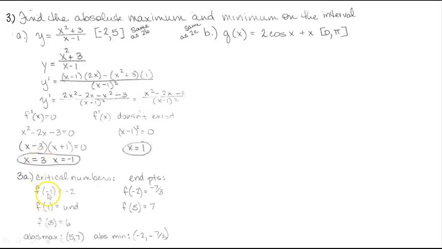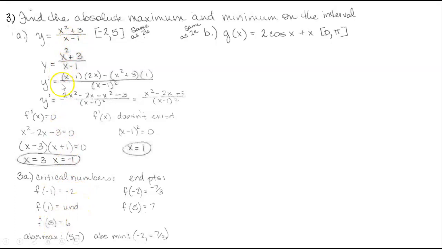So I'm going to need to check each of the critical numbers, and I'm going to need to check each of the endpoints. So I'm going to take -1 and plug it into the original function. -1 squared would be 1 plus 3 would be 4. -1 minus 1 would be -2. So 4 divided by -2 would be -2. If I plug in 1, you can see in the denominator, I'm going to get 1 minus 1 or 0. 0 in the denominator is undefined.